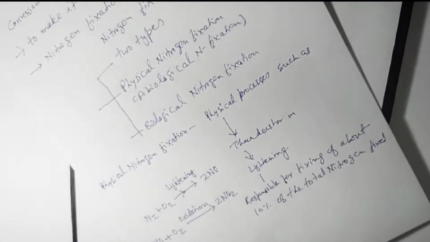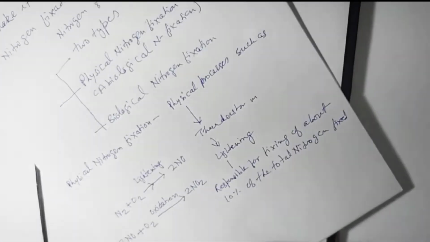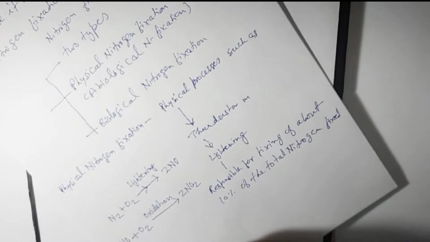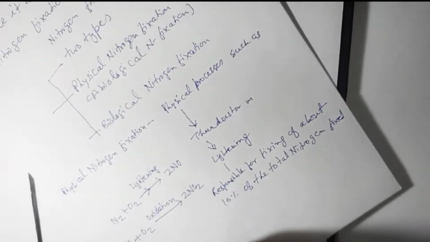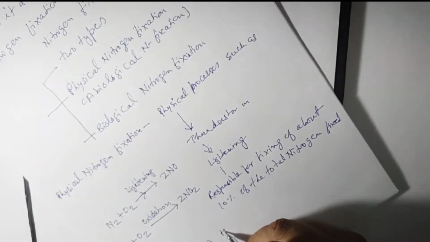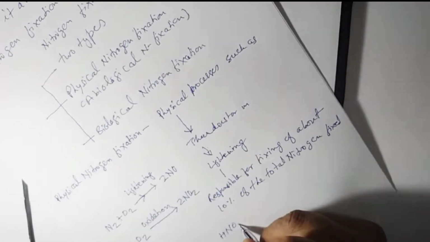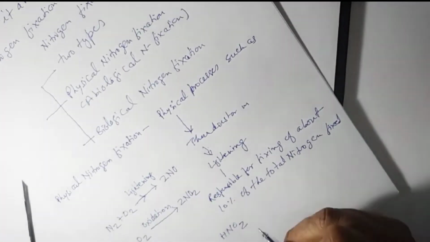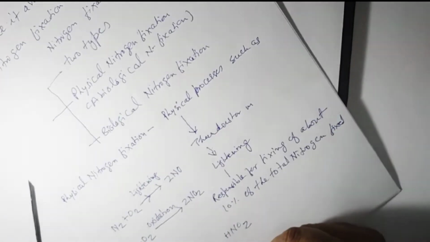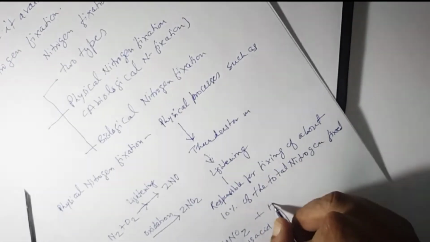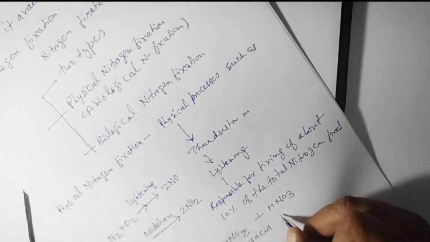This nitrogen peroxide combines with water during rains to form nitrous acid and nitric acid. So the next reaction that takes place is nitrogen peroxide combining with water to make nitrous acid and nitric acid.